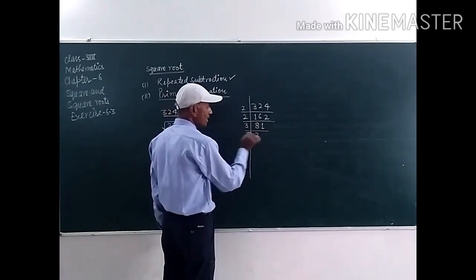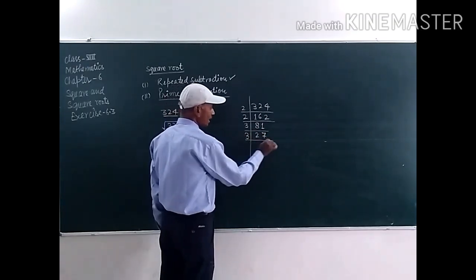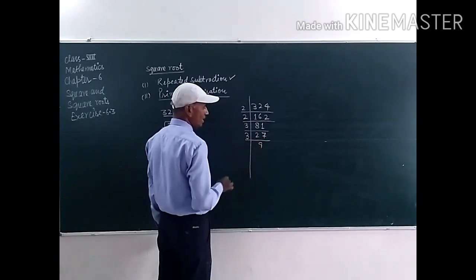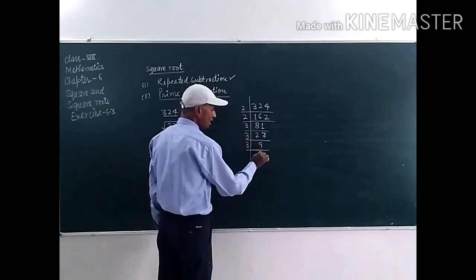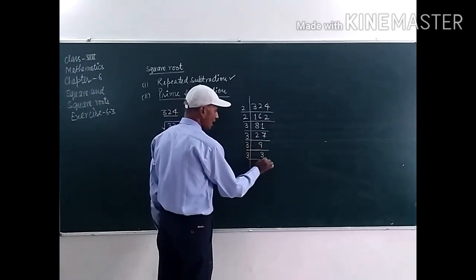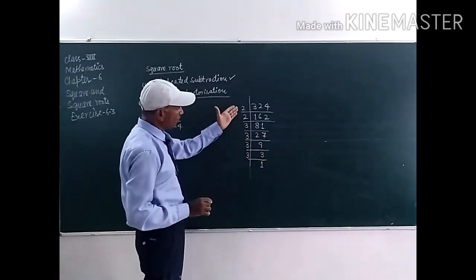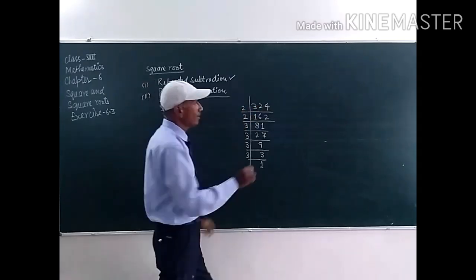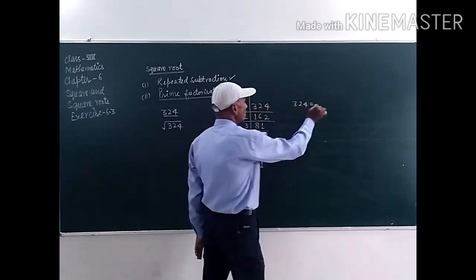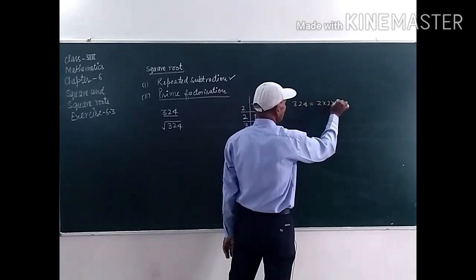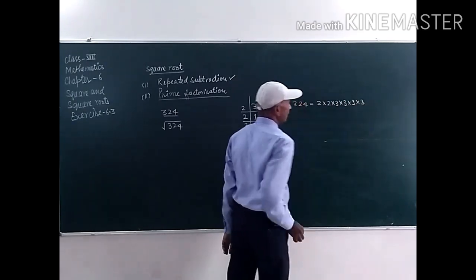So 3 twos are 6, 21, 3 sevens are 21. Again 3 threes are 9, 27. 9 is again divisible by 3. So 3 threes are 9, and use this 3 again, 3 ones are 3. So these are the prime factors of the number 324. So 324 is equal to 2 into 2 into 3 into 3 into 3 into 3.